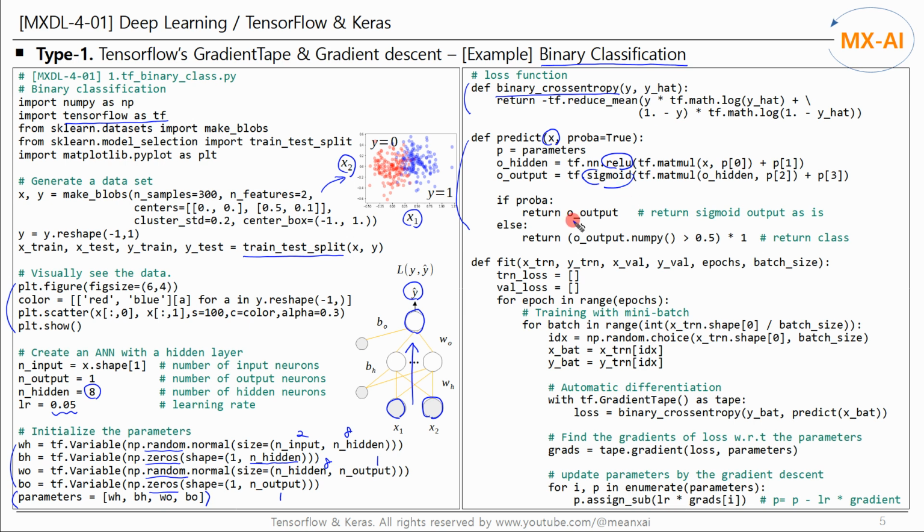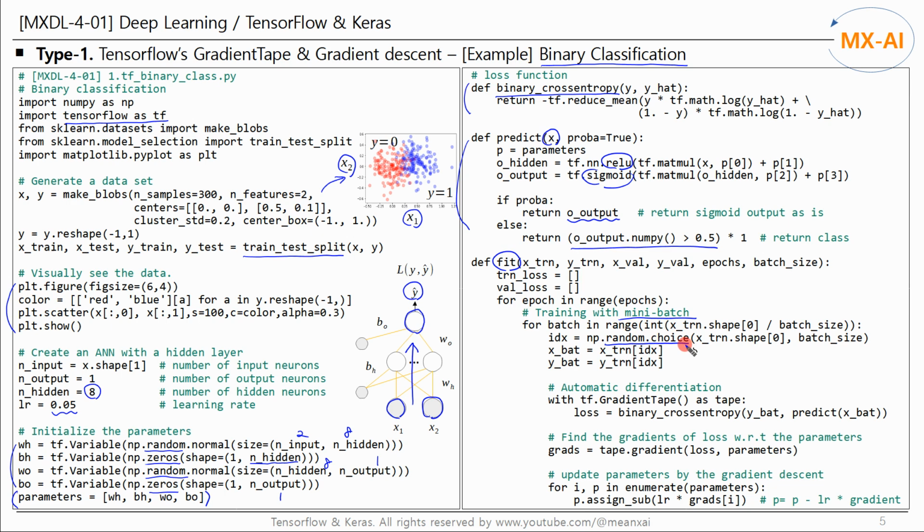Return the sigmoid output as is or the predicted class. Next, we write a function to fit this neural network to the data. Let's update the parameters using the mini-batch method. Randomly sample batch-sized data points from the training data.